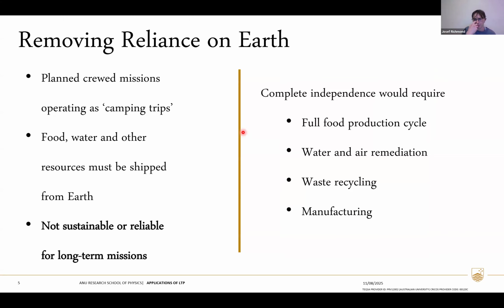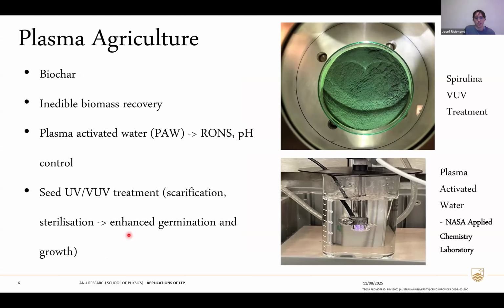I've cherry picked three different applications that I have some involvement in, where either I'm directly researching or I work with people who are researching how plasma can help in these areas. The first one is plasma agriculture. Two words you wouldn't necessarily expect to put together, but there are a lot of interesting things you can do in the agriculture domain. There's a lot of interest here on Earth, and it's kind of a new idea for space.